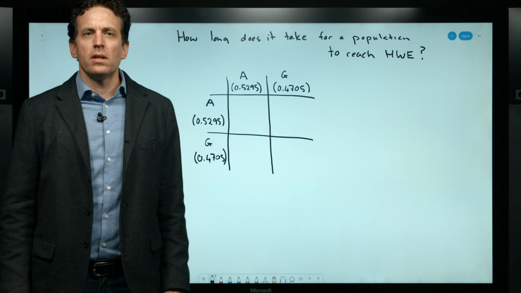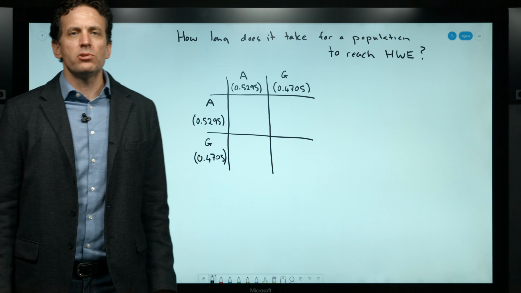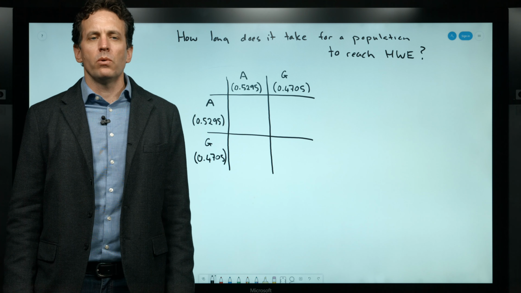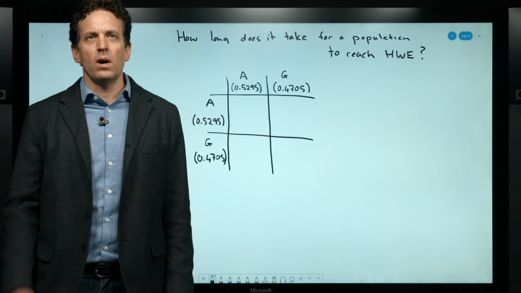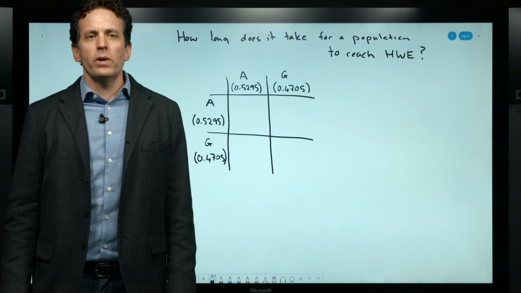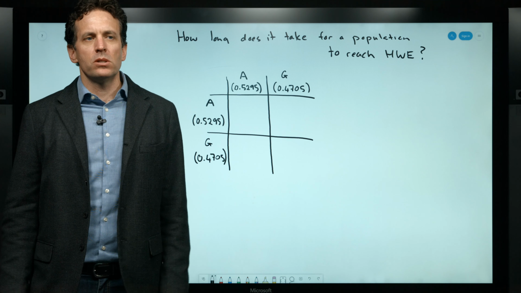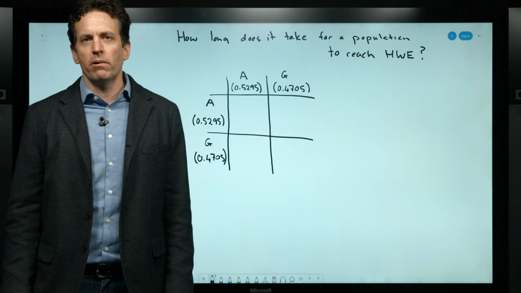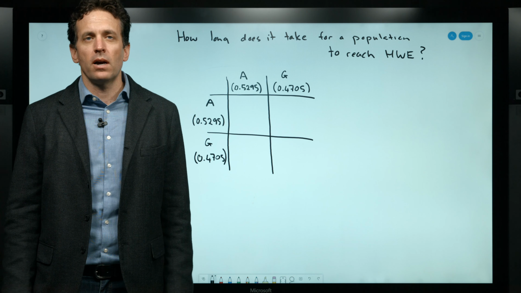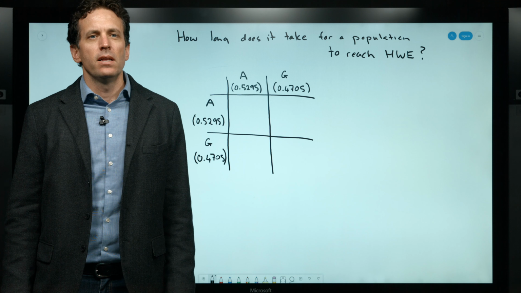So one question that I think is illustrative of the importance of Hardy-Weinberg equilibrium is to ask, well, how long does it take for a population to achieve Hardy-Weinberg equilibrium? And so we can do this experiment just by simulation. So let's take our Italian population, in which we had 84 individuals, and we had demonstrated using the chi-square test statistic that they were indeed not in Hardy-Weinberg equilibrium.